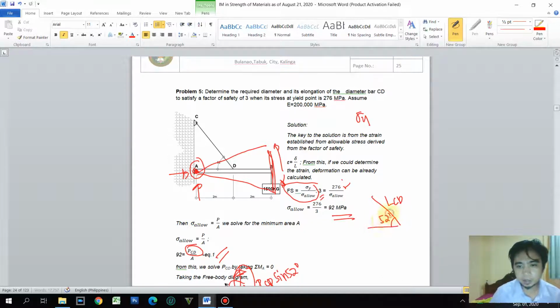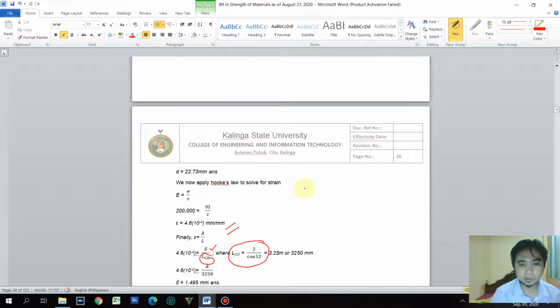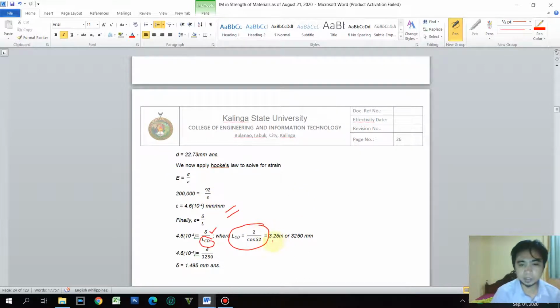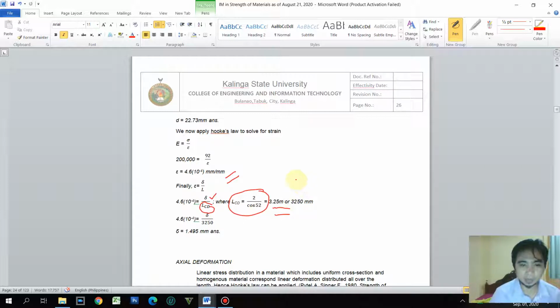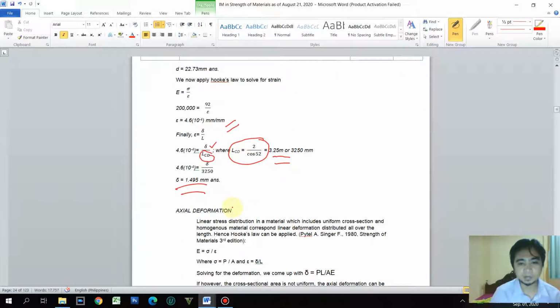So, 52 degrees yan. Ito, 2 meters. Okay? So, this is a right triangle by function of what? By cosine function. Adjacent is 2 meters all over the length of CD. So, therefore, the length of CD is 2 all over cosine 52 degrees. We will be having a length of 3.25 meters or 3,250 millimeters. Okay? So, right there and then we can get the delta or equivalent to 1.495 millimeter. Okay, so this is for problem number 5.